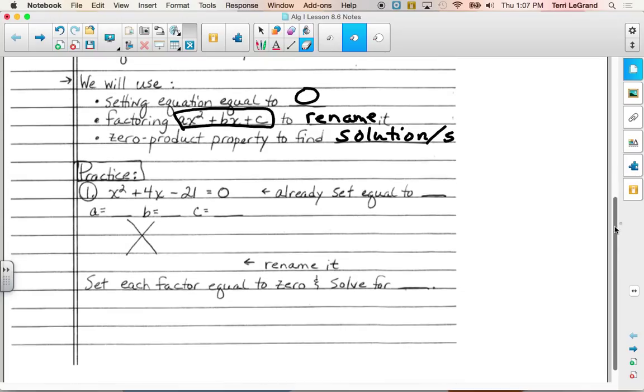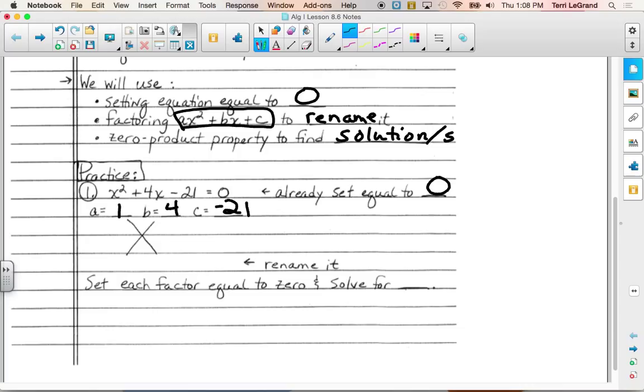So let's just go to work practicing. We're going to practice 3 of them. Number 1, x squared plus 4x minus 21 equals 0. It's already set equal to 0, because that's always going to be our first thought. Is it set equal to 0? Then we're going to identify our a, b, and our c. 1, 4, and negative 21.